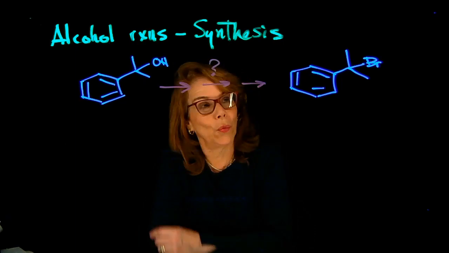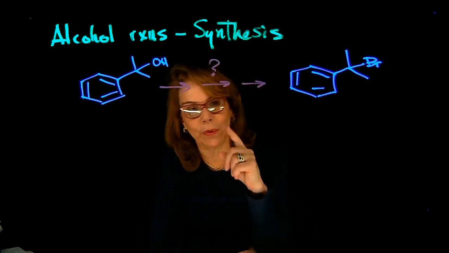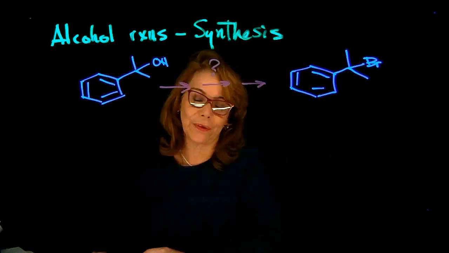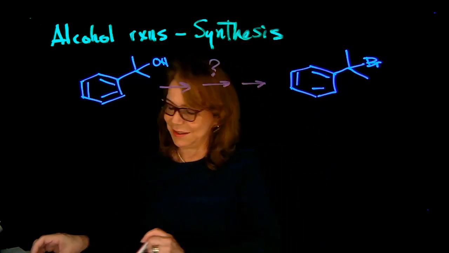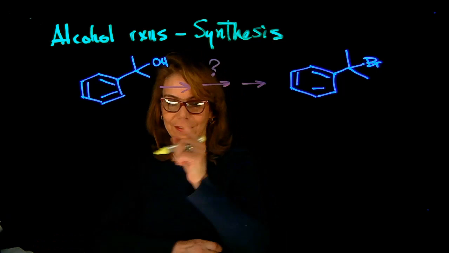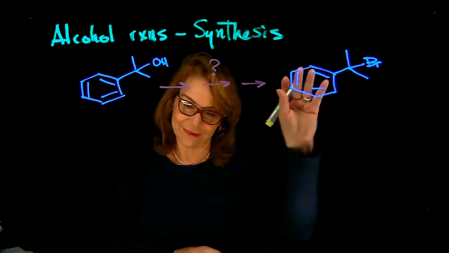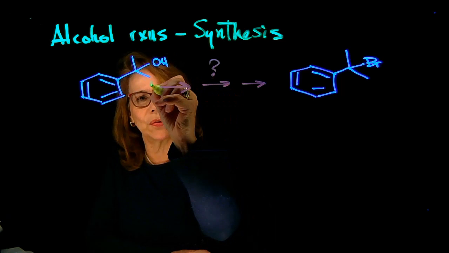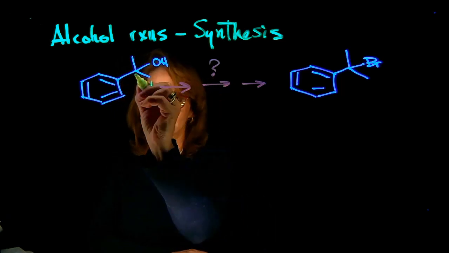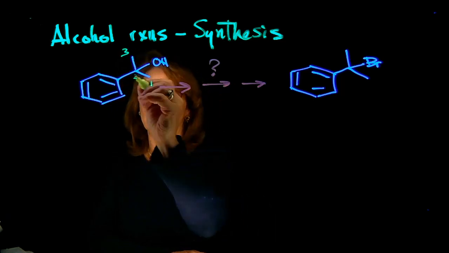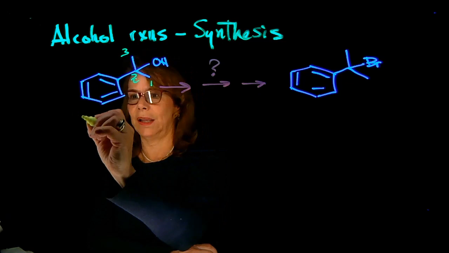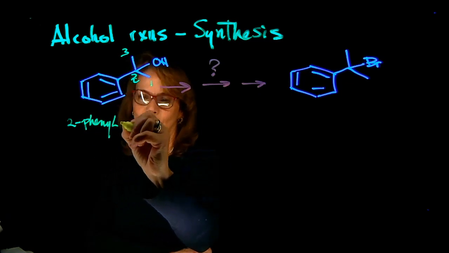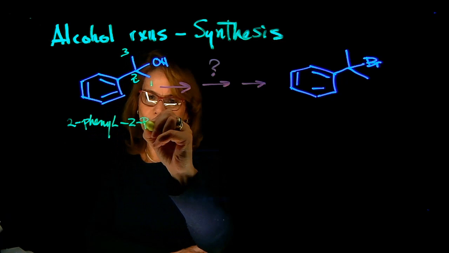In this video, we are going to study a couple of ways to make this molecule from the starting material here. So let's first review a little bit of nomenclature. This compound is an alcohol, and we're studying alcohol reactions. If you were to name the compound, 1, 2, 3, this compound is 2-phenyl-2-propanol.